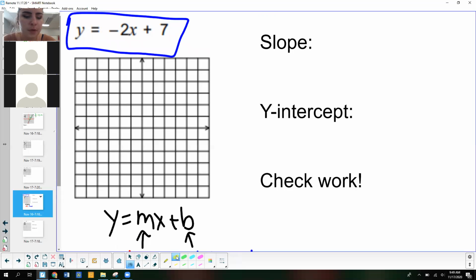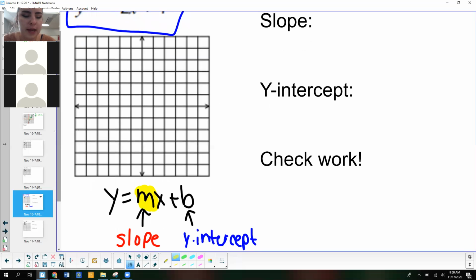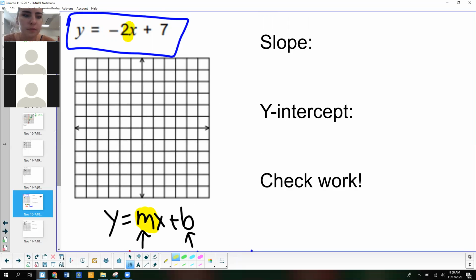If you're not sure, remember y equals mx plus b. This is in y equals mx plus b format. Our slope is going to be next to x. And our y-intercept is going to be that part at the end.